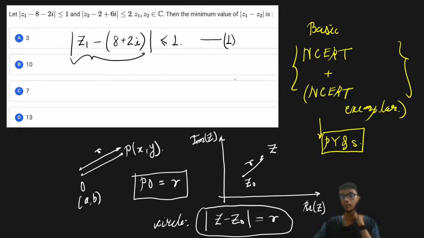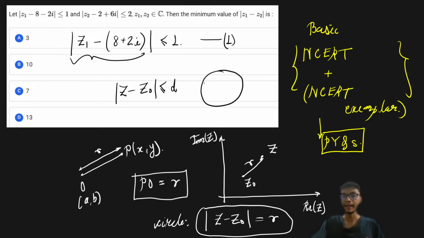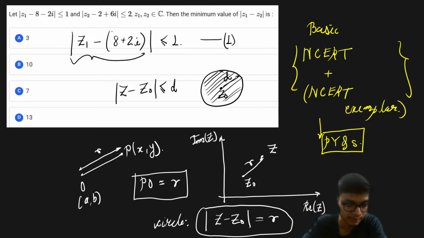Whenever I say that the distance is less than or equal to some quantity, it denotes the region inside the circle. So if I write mod of z minus z naught is less than or equal to d, it denotes the interior region of the circle with center z naught and radius d. From this, I can say that this represents the interior points of a circle whose radius is 1 and whose center is 8 comma 2, or 8 plus 2 iota as a complex number.